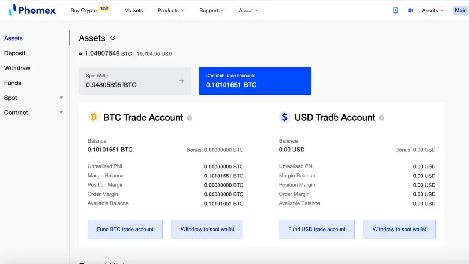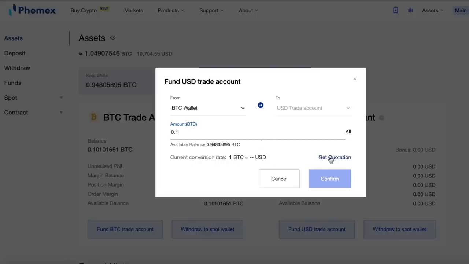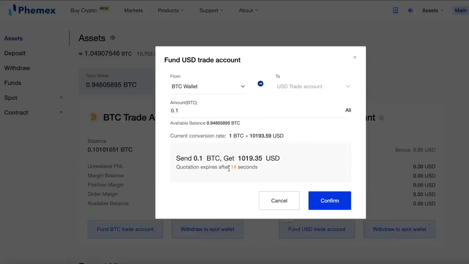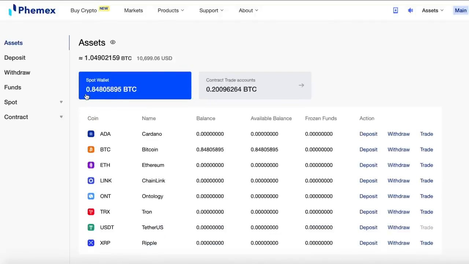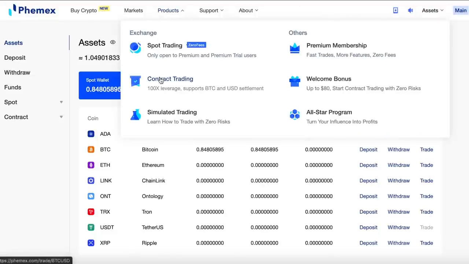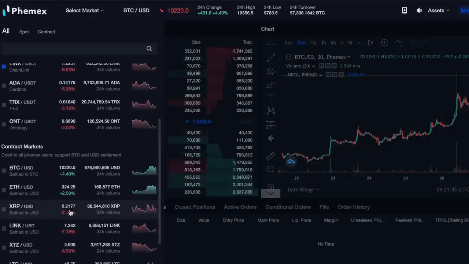If I want to trade Ethereum or gold, I have to fund my US dollar account. It is currently 0, so the same goes here. Click fund USD trade account, and let's say we want to fund it with another 0.1 Bitcoin. We have to actually click get quotation here to get the conversion rate, and then you just click confirm. And there you go. Now I have 0.1 Bitcoin in my US dollar account and 0.1 Bitcoin in my Bitcoin account. And this Bitcoin came from the spot wallet, so now my spot wallet only has 0.84 Bitcoin left. I hope I didn't make that very confusing. But let's now go back to contract trading. Now you can choose any pair here because we funded our account, which is needed for trading.